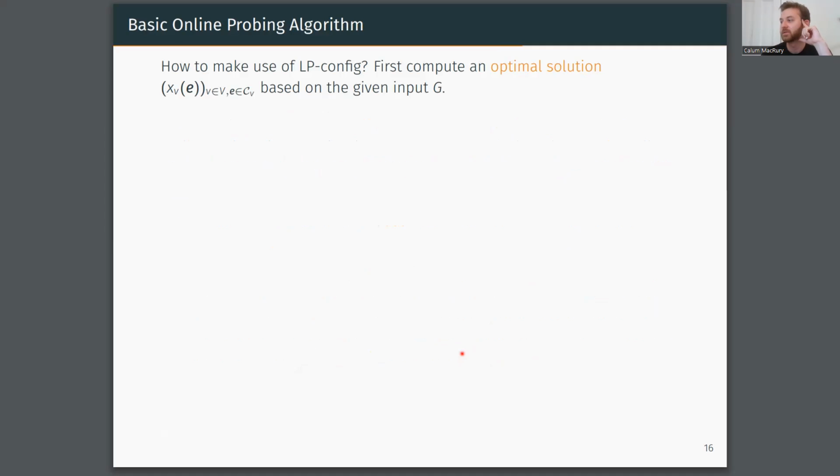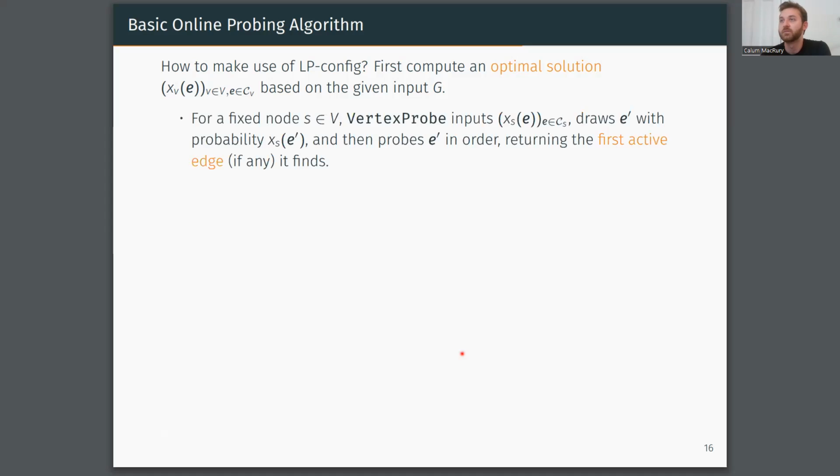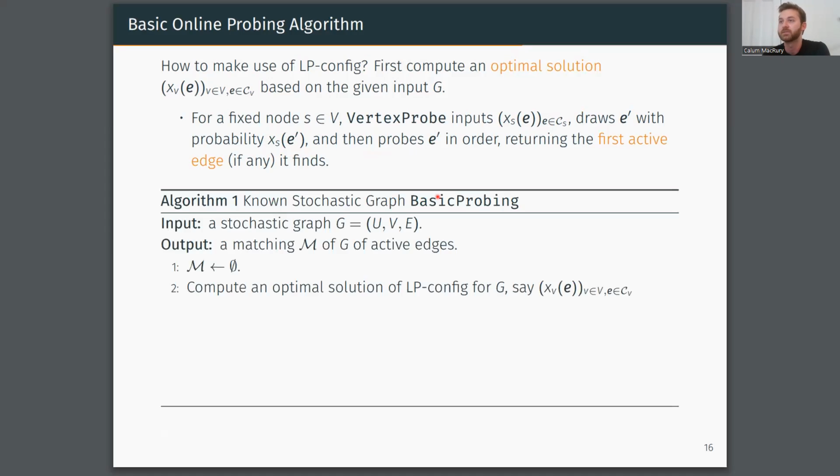Okay, so we've described the relaxation, and we've described how to solve it efficiently. How do we actually make use of it? Well, you can imagine first computing an optimal solution based on the input graph G. We're going to define a routine called vertex probe, which takes as input the sequences adjacent to a fixed vertex and draws a sequence of edges with probability suggested by the decision variable. It then probes the sequence of edges in order and returns the first active edge it finds.